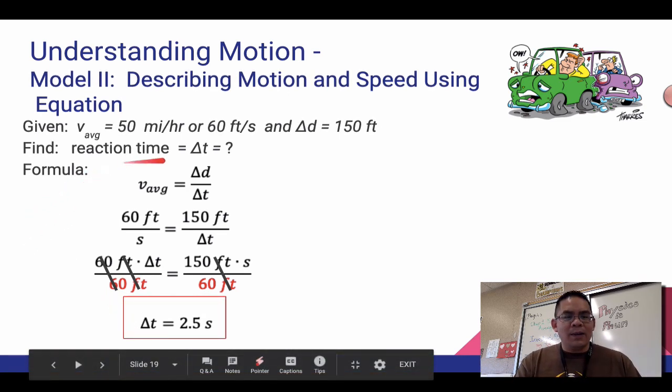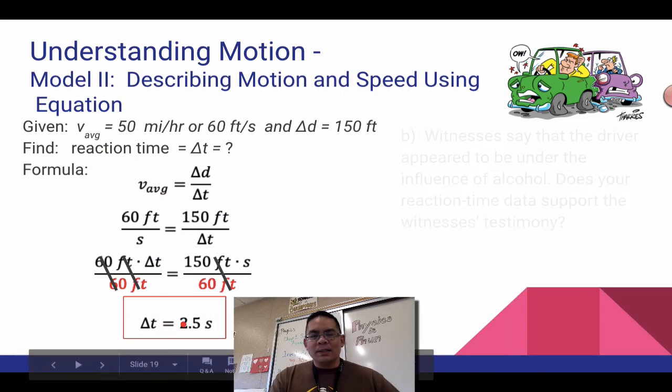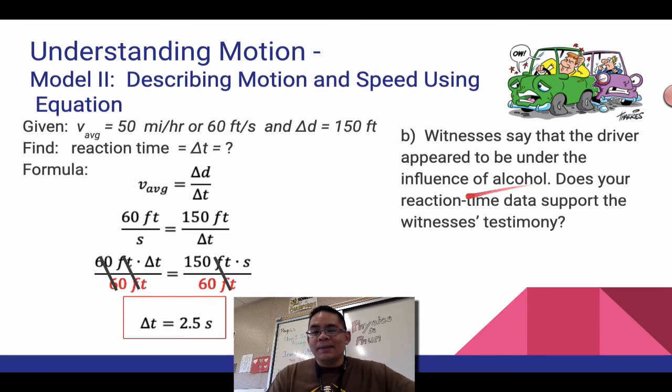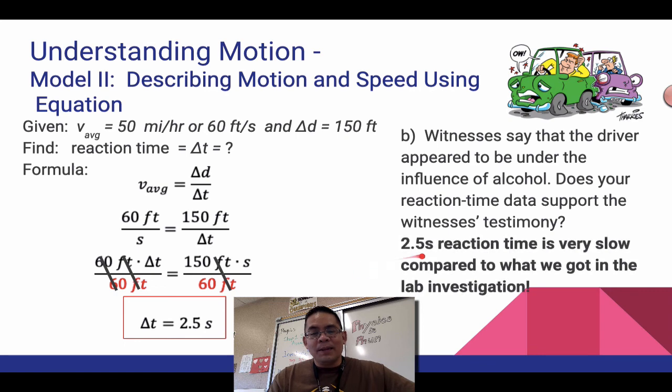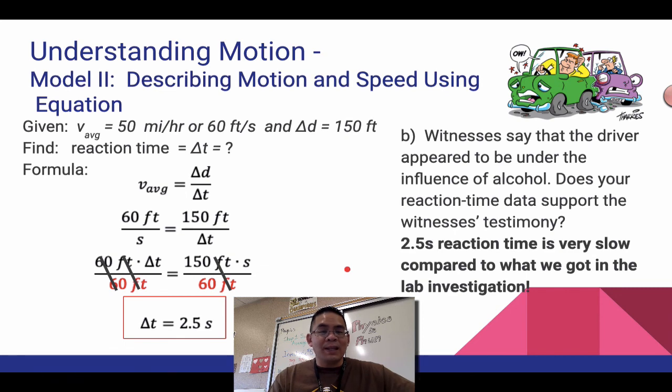What did I calculate? I calculated reaction time: 2.5 seconds? What? That's craziness. Now let's look at question part B. It says witnesses say that the driver appeared to be under the influence of alcohol. Does your reaction time data support the witness's testimony? The answer would be, well, yeah, 2.5 seconds is very slow compared to what we got in the lab investigation. So it is highly possible that that person could be under the influence of alcohol if their reaction time was really that slow.